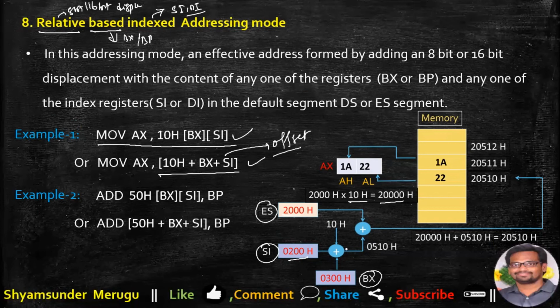So again we are having an 8-bit displacement, that is relative address also we are providing. So we are adding these three components and we are getting 510, and here we are getting 20,000. So overall we get 20,510 H. So it is pointing to somewhere else in the memory location. So in that memory location, whatever the content is that is available, we are moving to AX register. Now the lower address content goes to AL and the upper address content goes to AH.